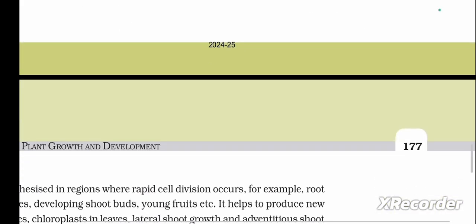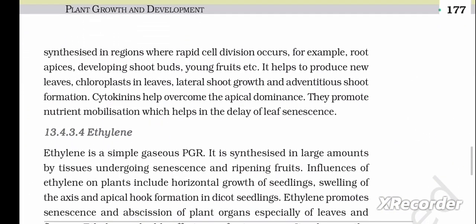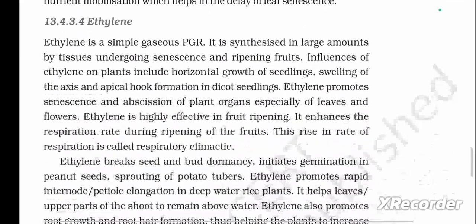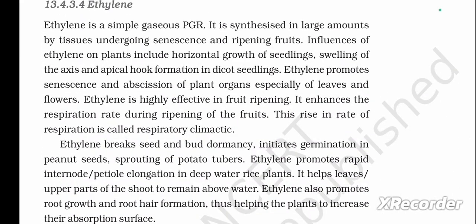Natural cytokinins are synthesized in regions where rapid cell division occurs, for example, root apices, developing shoot buds, young fruits, etc. It helps to produce new leaves, chloroplasts in leaves, lateral shoot growth, and adventitious shoot formation. Cytokinins help overcome the apical dominance. They promote nutrient mobilization, which helps in the delay of leaf senescence. Next is ethylene. Ethylene is a simple gaseous PGR.